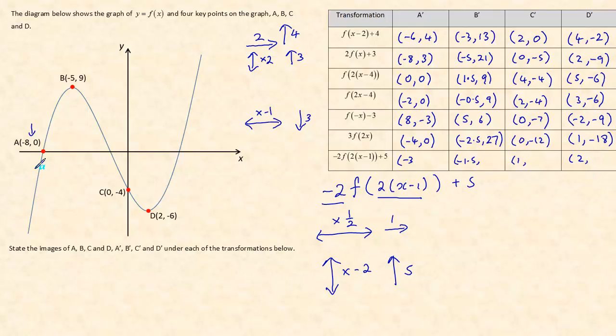Then let's look at the y's. 0 times -2 is still 0, move it up by 5. This one here is going to become -18, add 5, -13. So for this one here, we're at -4, so that will go to 8, and then add 5 is 13. And for this one here, -6 multiply that by -2 gives us 12, add 5 is 17.